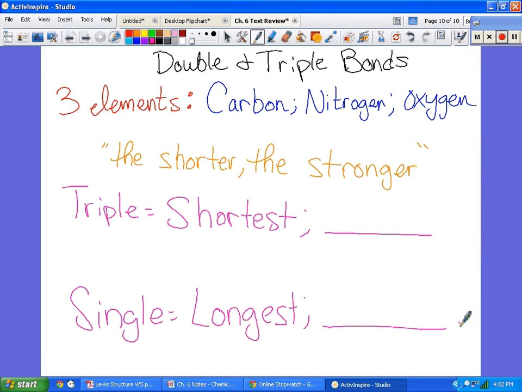So, the single. Okay. The single is the longest, therefore it is the weakest. So, shortest, strongest, longest, weakest. Okay, so that's what's going on there. And the middle one, the double bond, would be in between both of them, right?